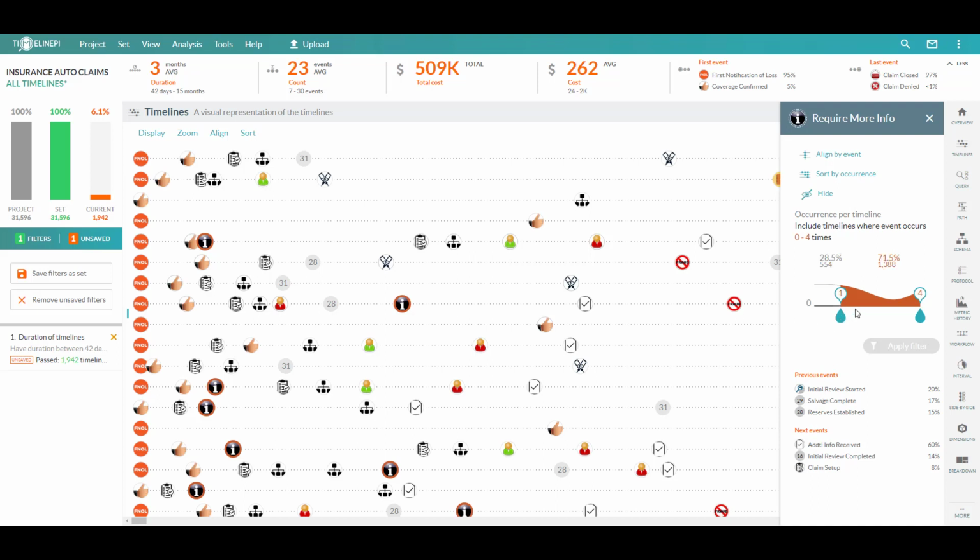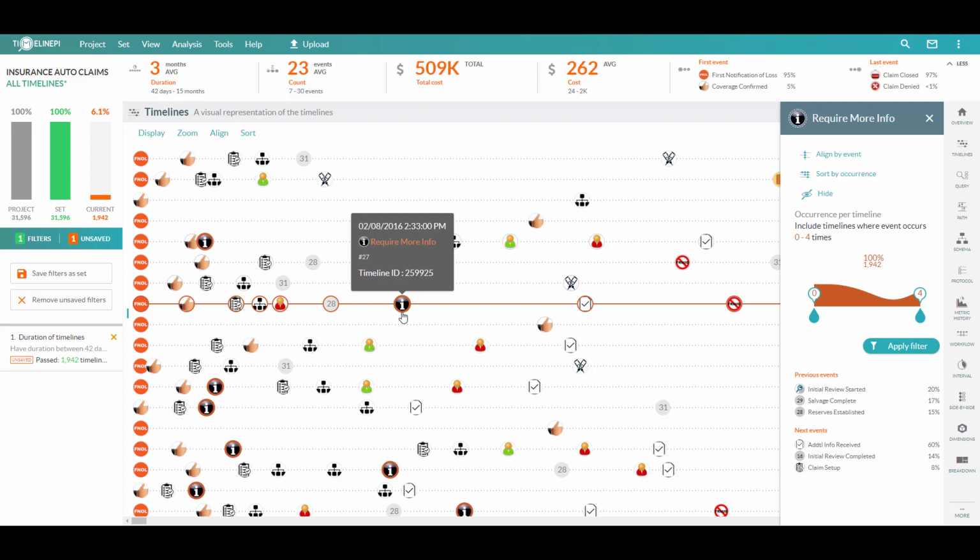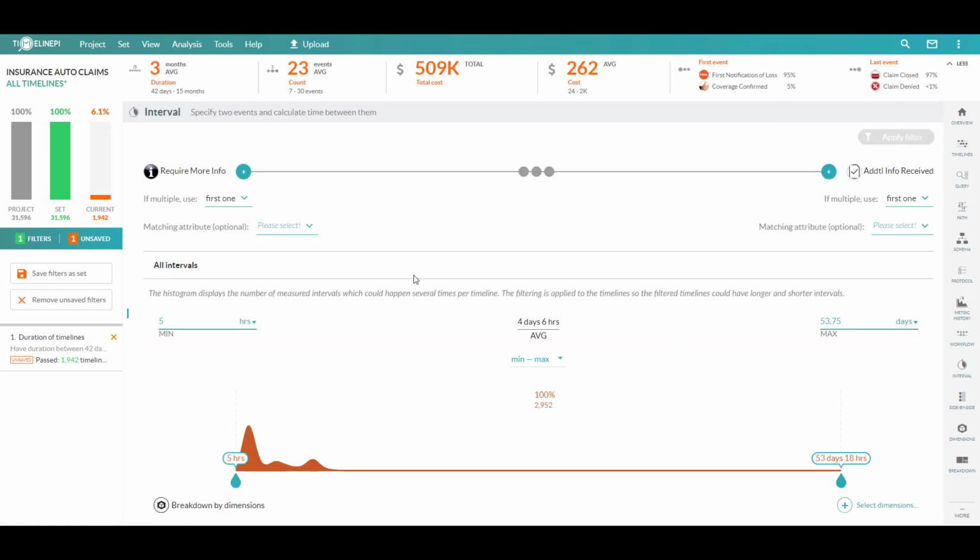And in theory, I could then just go and look at claims that have had 3 or 4 instances of this requirement for more information event and dig a bit deeper on those. Now, in this case, I'm not going to do that. What I want to do is get a bit more quantitative and start to understand exactly how much time it costs us each time we run through this specific event. We don't have the data we need to move the claim forward. And we can look at that using the time interval mechanism.